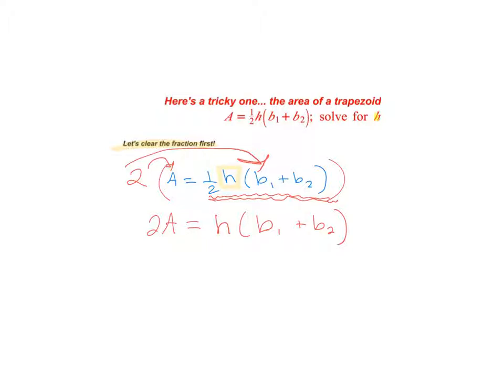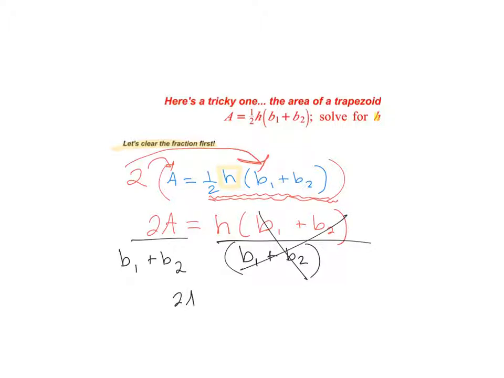B1 plus B2 is in parentheses. So all I need to do to get the h by itself is divide by b1 plus b2 and divide by b1 plus b2. These, goodbye, cancel out, and look at what we're left with. 2a divided by the sum of the two bases is equal to the height. That's a tricky one. I said it was tricky, and it is tricky.